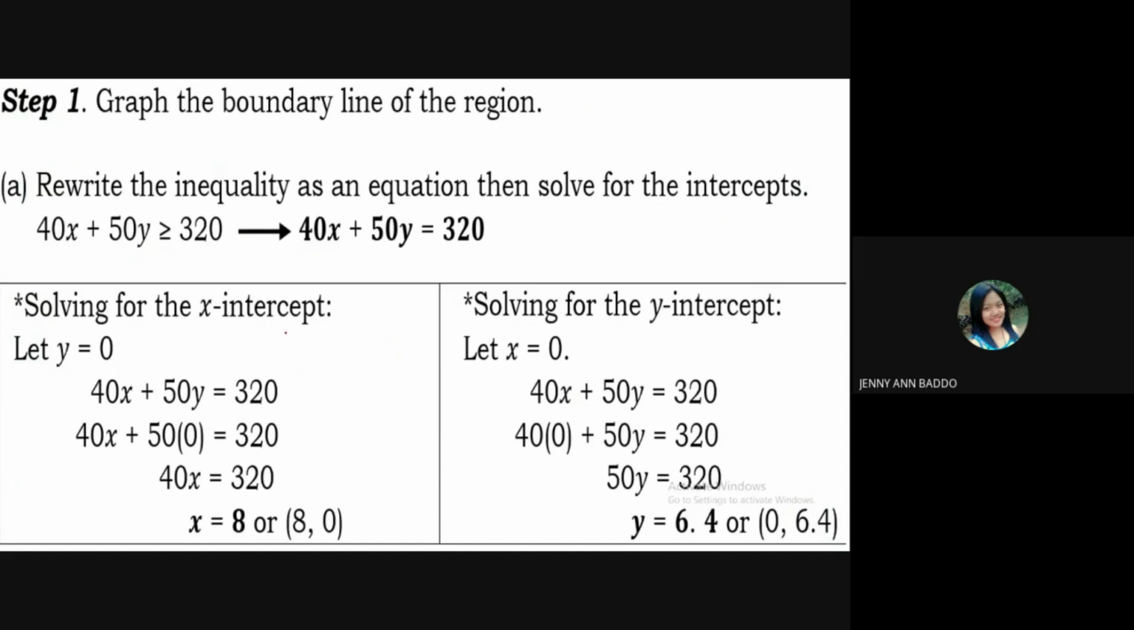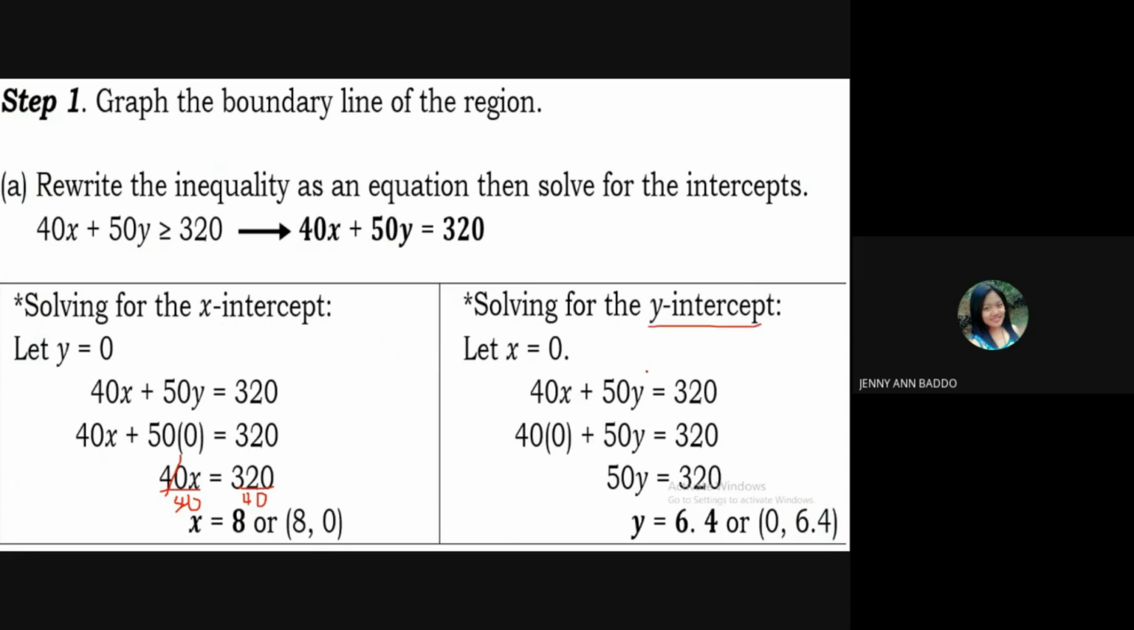To find the x-intercept, we have to let y equal 0. So substituting 0 for y, we now have 40x plus 50 times 0 equals 320. And then 40x equals 320. Dividing both sides by 40, we now have x equals 320 divided by 40, that is 8. So our x-intercept is at (8, 0).